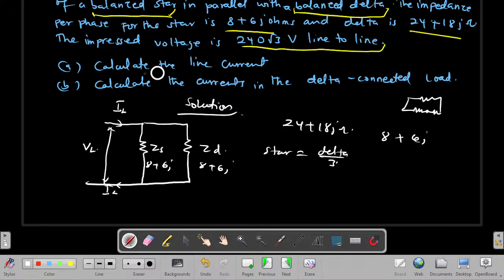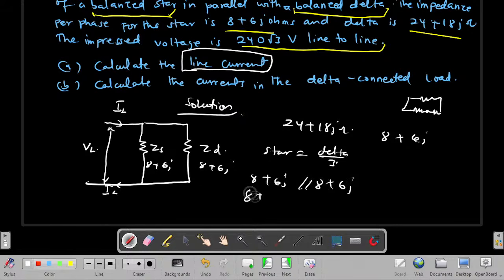The first question is asking us to calculate the line current. When doing normal electrical circuit problems, you always find the total impedance, then divide the voltage by it to get the line current. Therefore, let's find the total impedance here, which is simply the parallel combination. Also remember that we are dealing with the complex domain. So the parallel combination of 8 plus 6j and 8 plus 6j becomes 8 plus 6j times 8 plus 6j over 8 plus 6j plus 8 plus 6j. It's similar to what you have been doing.